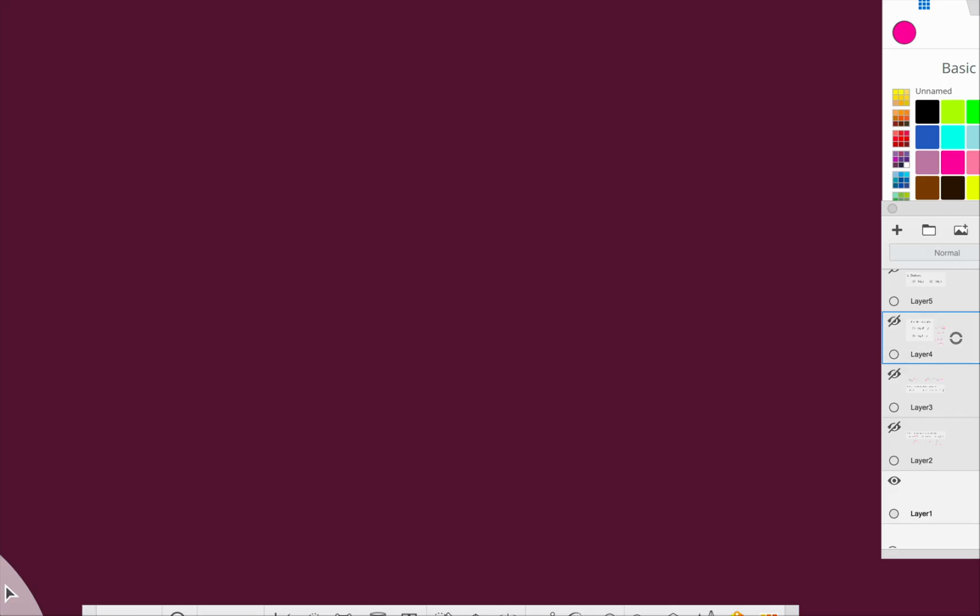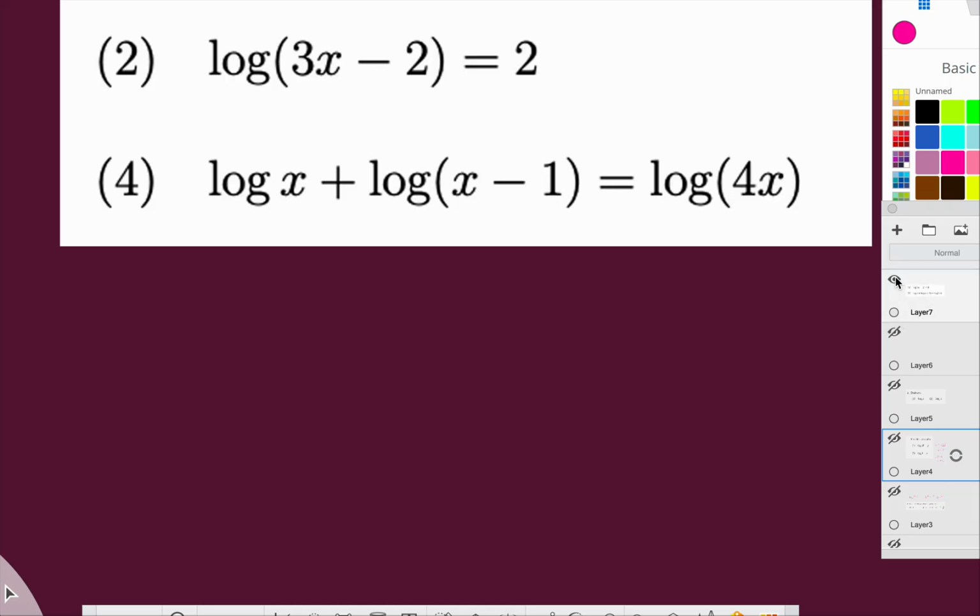Let's move on. Just got to get myself to my other layers. Is that it? Oh, good. I'm almost done. Oh, I took that one off. Cool. All right, well, we really are almost done.